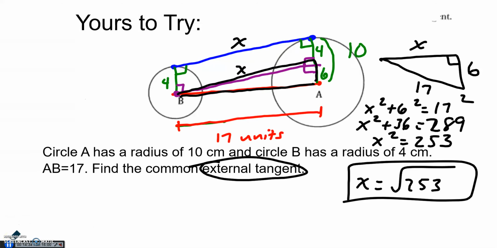Alright guys, so my final answer was the square root of 253. Because once I drew in my radii and I connected my centers, I had a rectangle that I formed because I went from the smaller center circle to the other side, knew that both sides were 4, this whole radius was 10, so this piece was 6, looked at this little triangle and had a blank, 6, 17, so Pythagorean theorem.